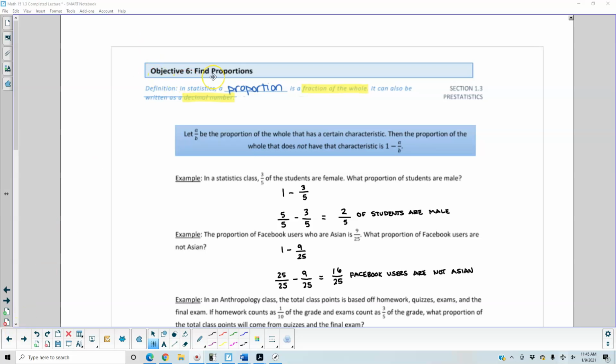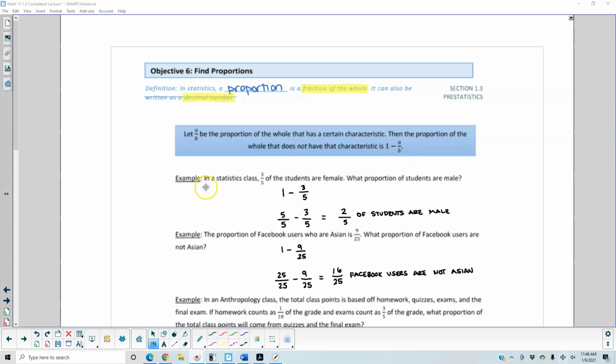Objective 6. Find proportions. Definition. In statistics, a proportion is a fraction of the whole. It can also be written as a decimal number. Now, if we let A over B be the proportion of the whole that has a certain characteristic, then the proportion of the whole that does not have the characteristic is 1 minus A over B.